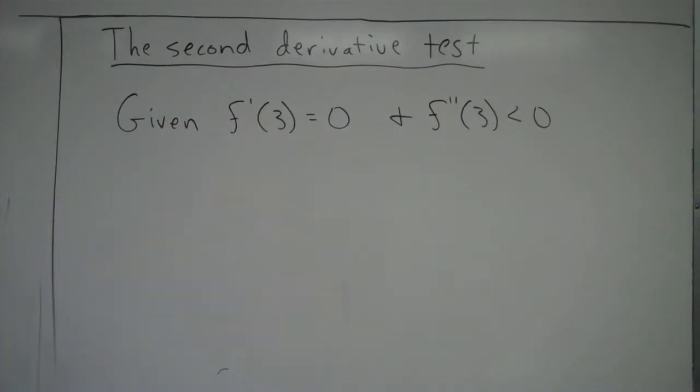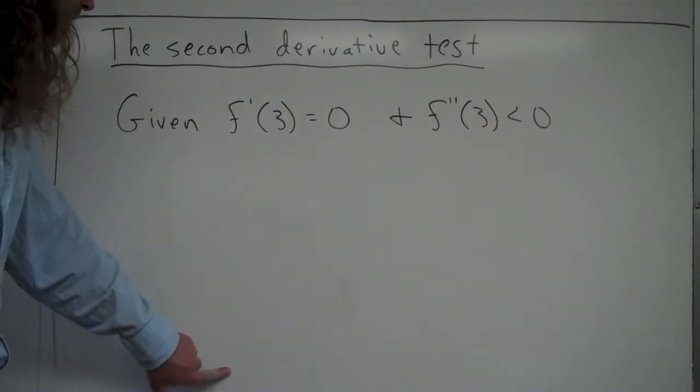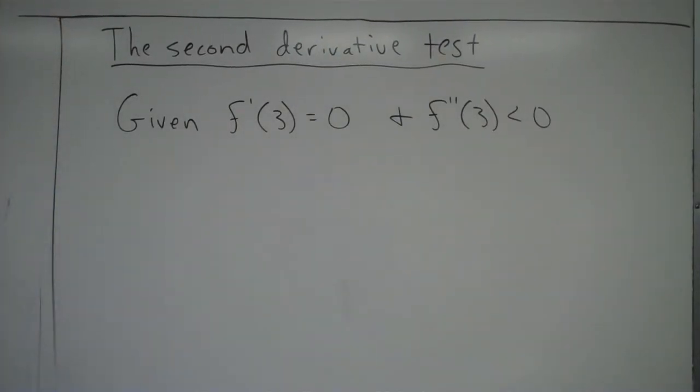Alright, I want to talk for a little bit here about the second derivative test. You can see I've written up here some given information. I've given you information that f prime of 3 is equal to 0, and that f double prime of 3 is less than 0. Now, it's kind of strange how I've just given this information.